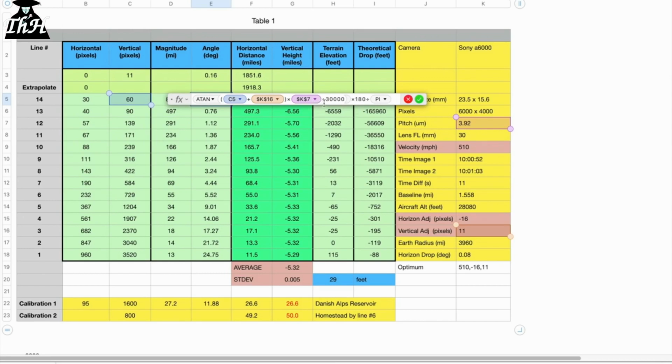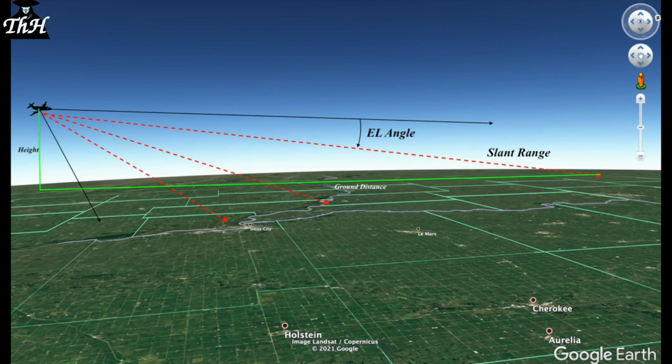Same thing, we use the pitch of the camera, and 30,000 is the focal length in microns. And of course we convert to degrees from radians. Now the horizontal and vertical distance are very simple, right? It's the d column, which is the magnitude, the slant range, times the cosine, and the other one, this vertical, is times the sine, right? It's that triangular formula. This graphic helps us understand the geometry.